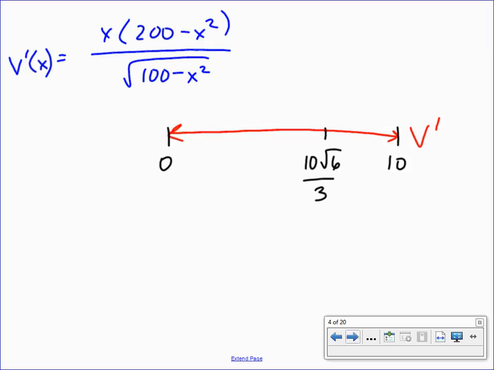If I put 1 here, I get positive times positive over positive, which means that V prime is positive on the interval 0 up until my critical value 10 root 6 over 3. And I'm going to go ahead and do 9. If I do 9, let's see if we have a sign change. Ready? 9, positive. 9 squared is 81. 200 minus, still positive. So I get positive, positive. 100 minus, uh-oh, don't have a sign change. We need to go farther. Is this more than 9?